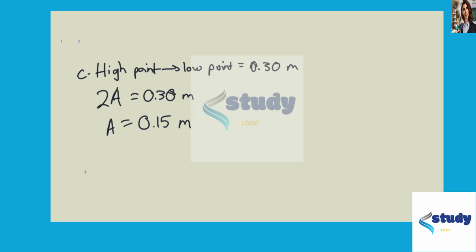So instead of 0.265 meters, if the high point to the low point was not 0.53 meters, but rather 0.3 meters, that means that the amplitude would be reduced to 0.15 meters as opposed to 0.265 meters. All other variables do not depend on amplitude, so changing that distance would change only the amplitude again. So this would be your answer for part C.